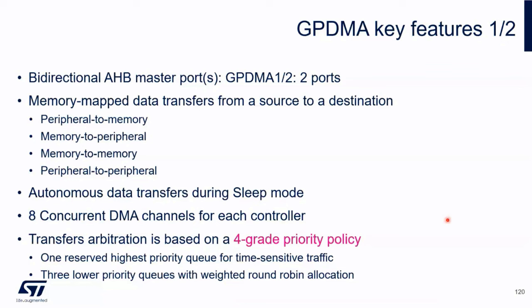Each controller has 8 concurrent DMA channels, so inside the controller we can have 8 different transfers happening. Compared to the U5, in the U5 we had one DMA controller with 16 channels. Here we have two controllers with 8 channels, so it allows more concurrent things happening at the same time. And we have priority between the different channels, basically 4 levels, with the last one being a sort of real-time priority, so that will block any other transfers.